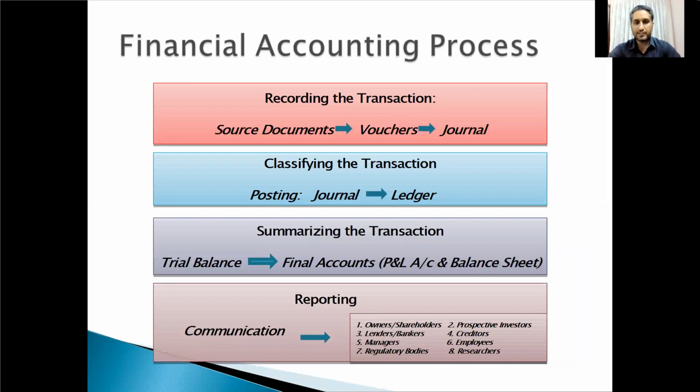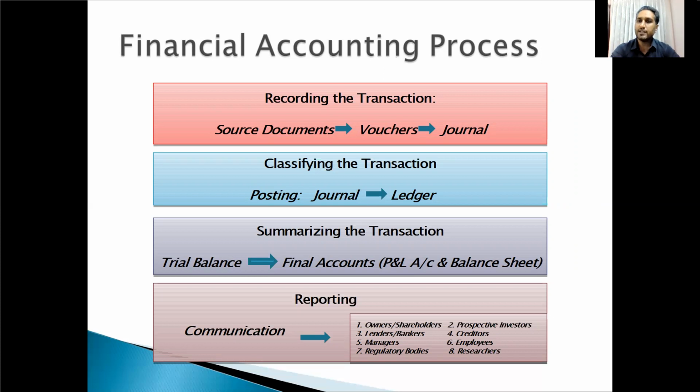Now, after having the discussion with all the theoretical concepts, it is a little bit practical. And here I would like to just summarize the accounting process, and it is also known as the accounting cycle. First of all, recording the transaction. If you are going to record a single transaction, it must be supported by the source document. Source document, we have to convert it into the vouchers, and then the journal will come. Journal is the day book. That is the first step in the accounting process.